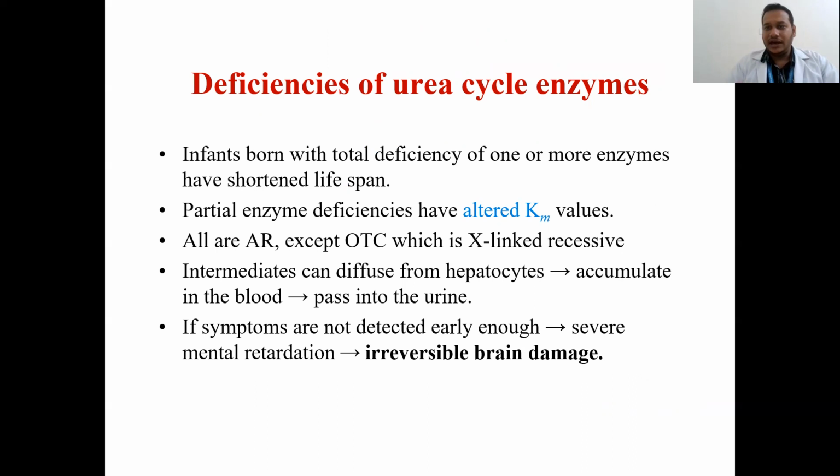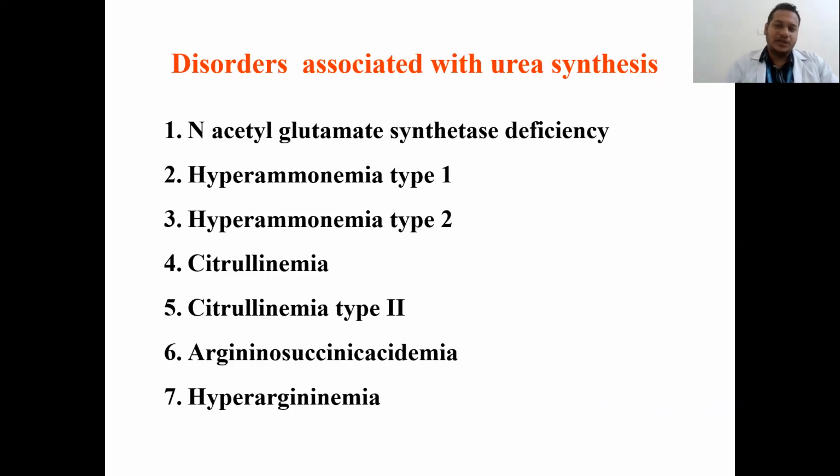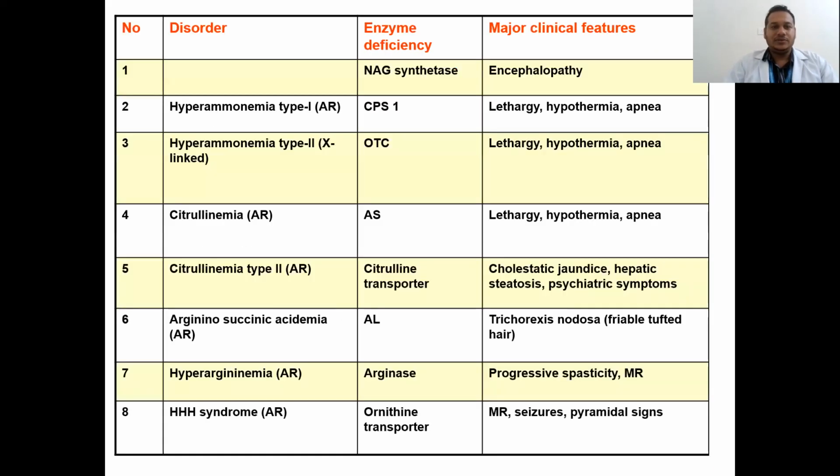Here all are autosomal recessive defects except ornithine transcarbamylase, which is X-linked recessive. The intermediates can diffuse from hepatocytes and accumulate in the blood, and they get passed in the urine. If symptoms are not detected early, severe mental retardation and irreversible brain damage will occur due to the ammonia. So the disorders associated with urea synthesis are: N-acetyl glutamate synthase deficiency, hyperammonemia type 1, hyperammonemia type 2, citrullinemia type 1 and citrullinemia type 2, argininosuccinic acidemia and hyperargininemia. One by one, we will see the clinical features along with the enzyme defect.